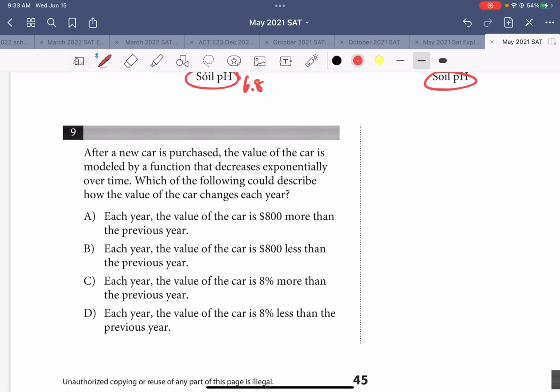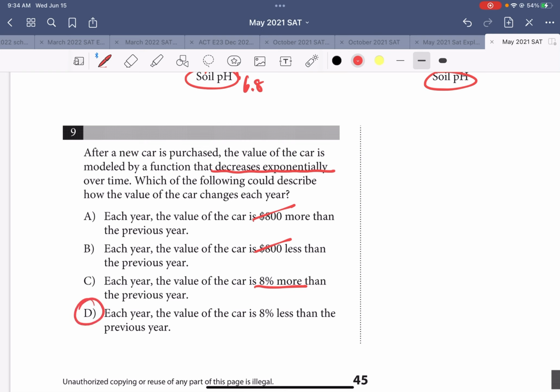After a new car purchase, the value of the car is modeled by a function and decreases exponentially over time. Which of the following could describe how the value of the car changes each year? Exponentially, so they should say percent, not an actual amount. An actual amount is linear, like each year 800, then 800 minus 800t, things like that. So it should be percent. And then not percent more, since that's not a decrease.